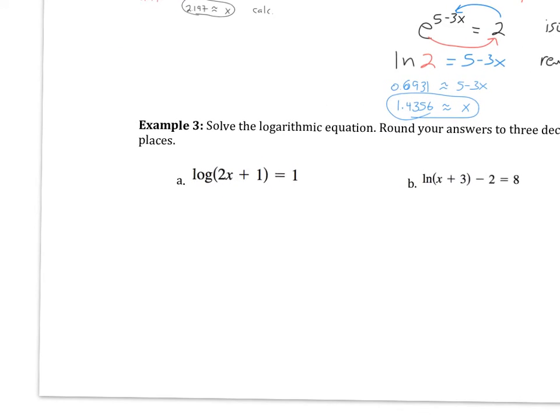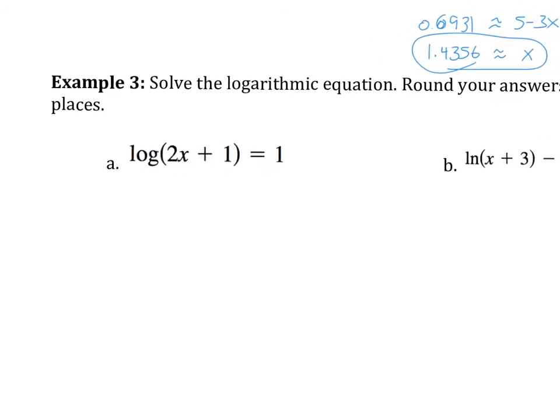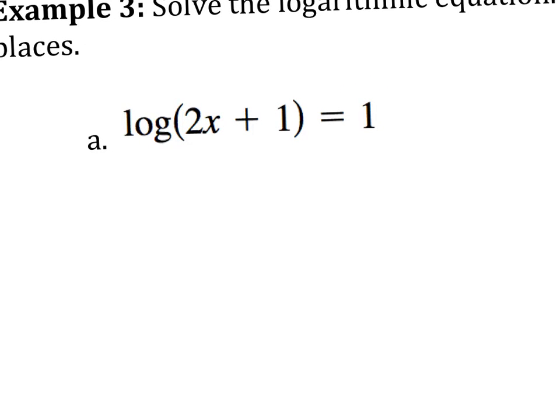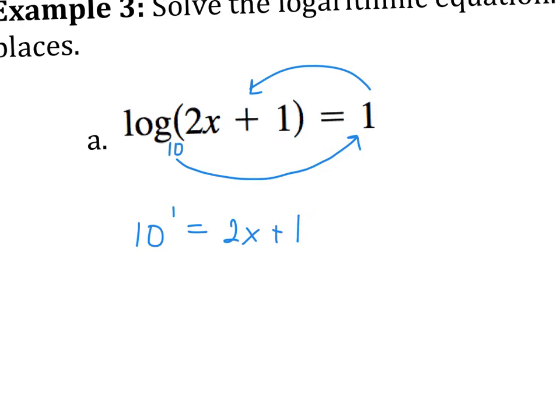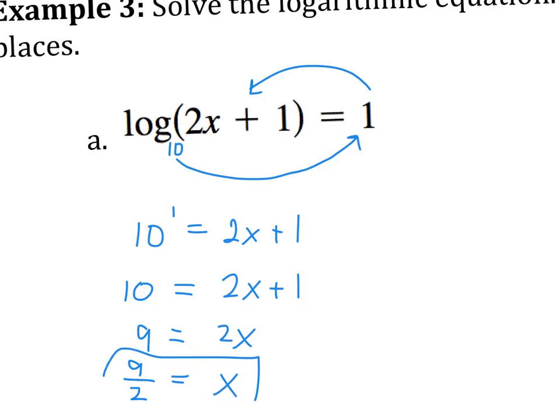Now we're going to look at how to solve logarithmic equations, and we're just going to make the decision based on what the base of the log is. So this one here first has a base of 10. So I know when I say 10 to the 1 power, it's going to equal this binomial 2x plus 1. So I rewrote that into exponential form. Now I can simplify here, and then I can subtract 1 on both sides, and lastly divide by 2. So x is 9/2, or if you prefer, 4.5.